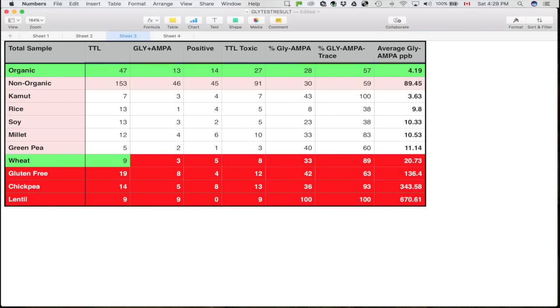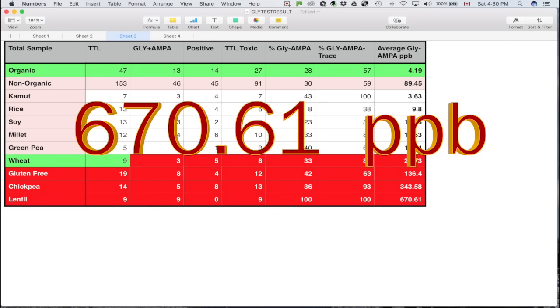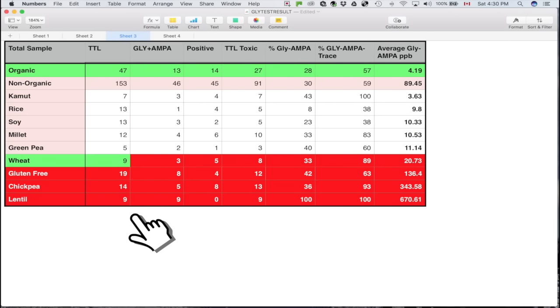I was born in India, and a lot of Indians eat dal, they're basically lentils. It's a staple food along with rice. And lentils are showing 670 parts per billion per sample, and there are 9 of them. And surprisingly, all 9 of them have measurable amounts of glyphosate. Not one of them had either trace amount or no amount. Every lentil had this. 100% of the samples have glyphosate and AMPA.